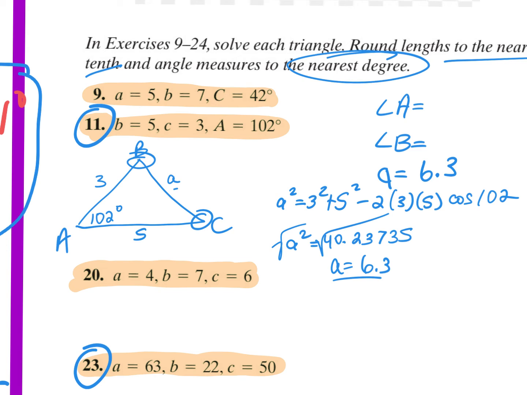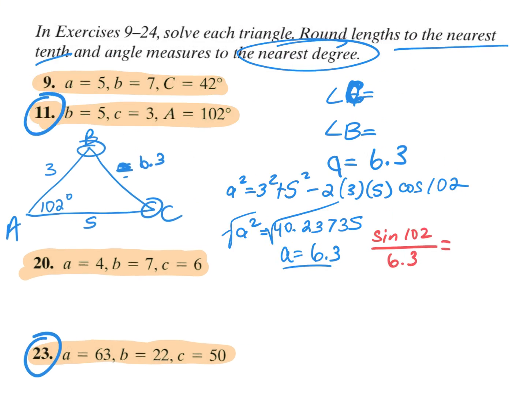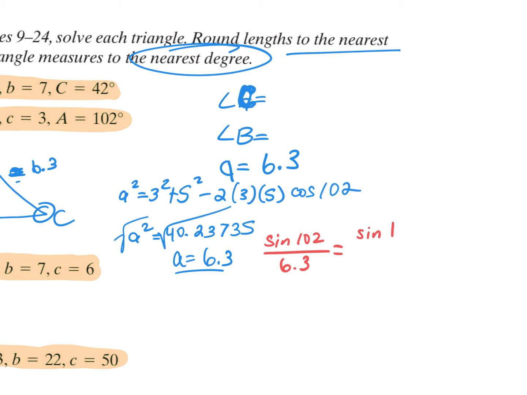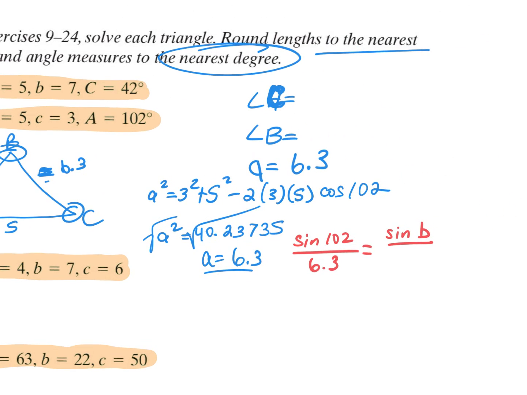We have to find B and C. I don't know why I wrote A there. So now that I know that A is 6.3, do I have enough information to now use the law of sines? Yes. I can say now, the sine of 102 over 6.3 equals, what do you guys want to find, B or C? B. The sine of B over, how long is side B? 5. So we would cross multiply: 5 times the sine of 102 equals 6.3 times the sine of B, right?